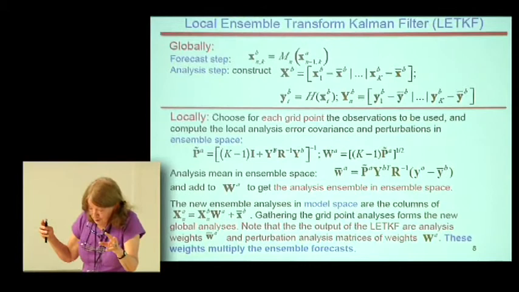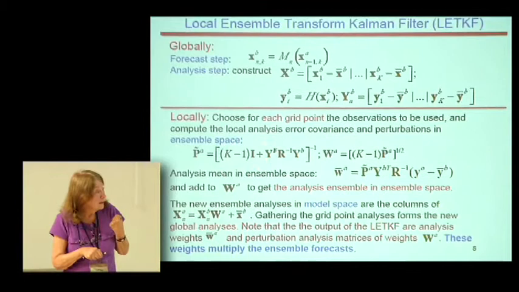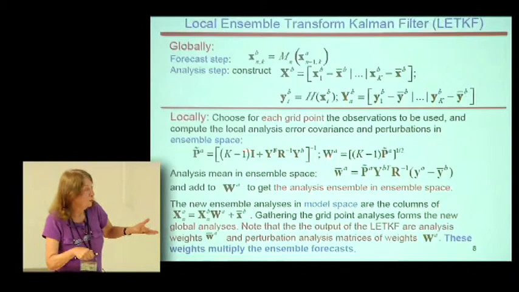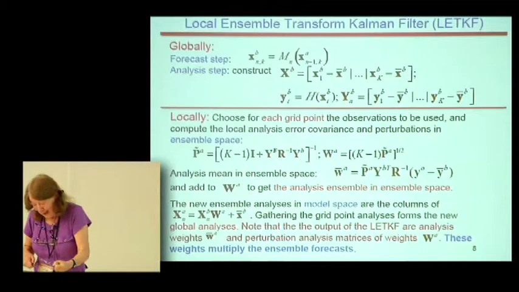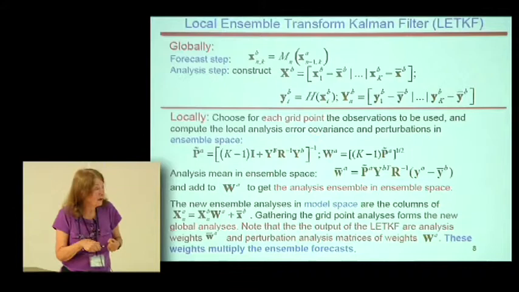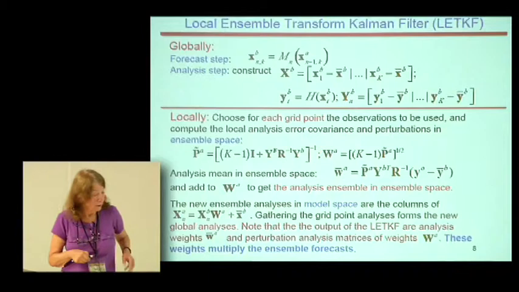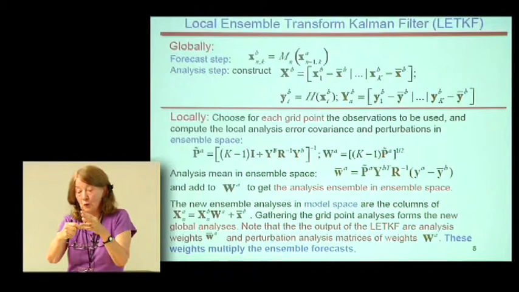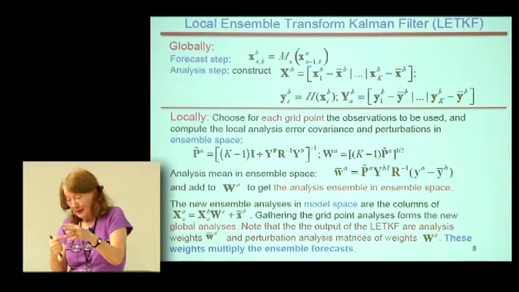So in ensemble space, the background error covariance is the identity, and this is the observation error covariance to the minus one. This is the background error covariance to the minus one, and that gives the PA to the minus one. So we can compute the big difficult part, which is the analysis error covariance, exactly using the Kalman filter equations. And then we compute weights. And again, if this is the ensemble system, the analysis will be a linear combination of this forecast. So it's in the subspace of the forecast.